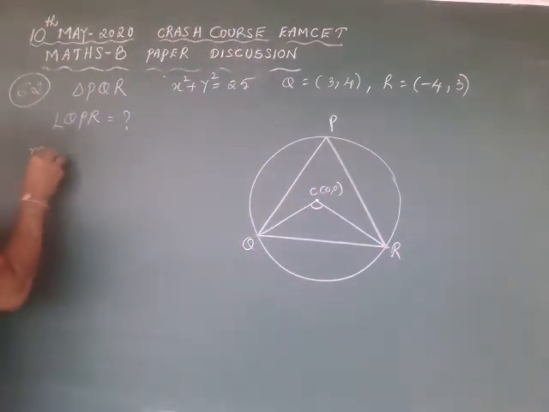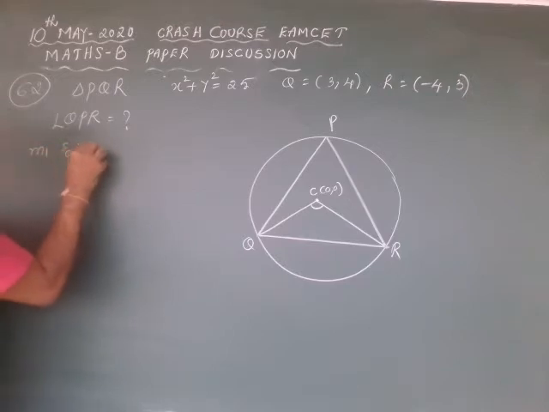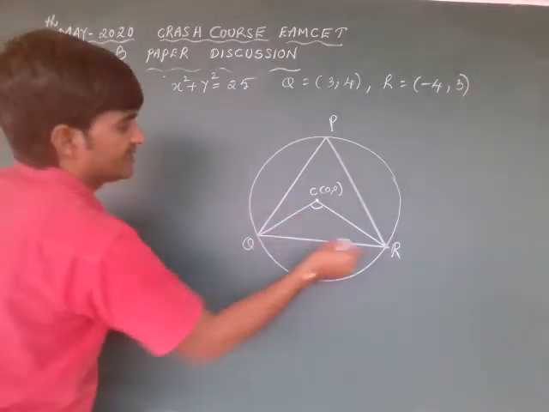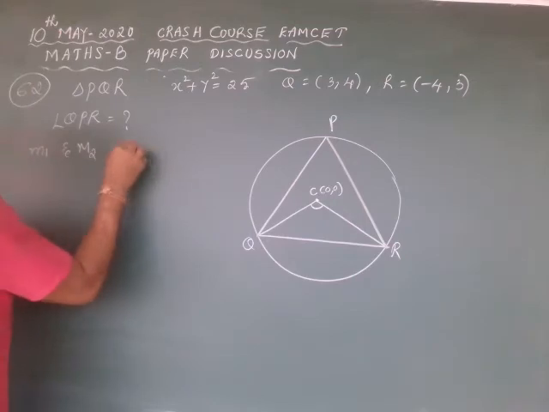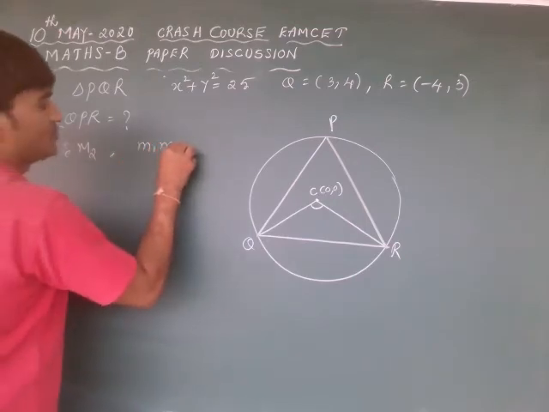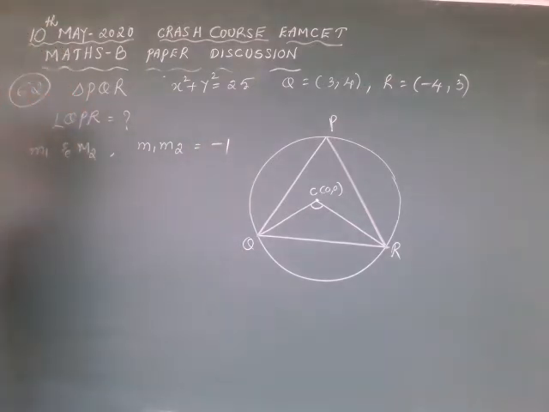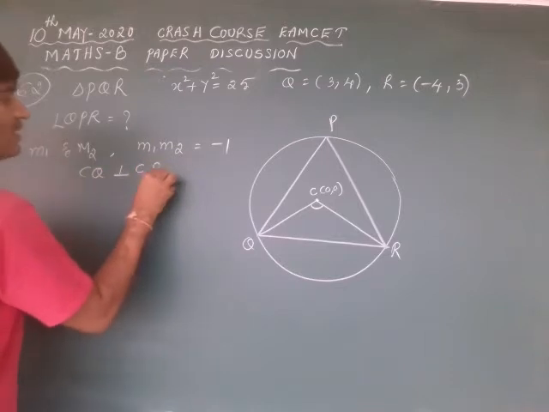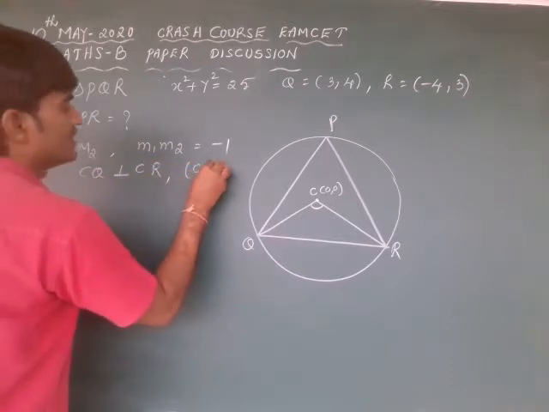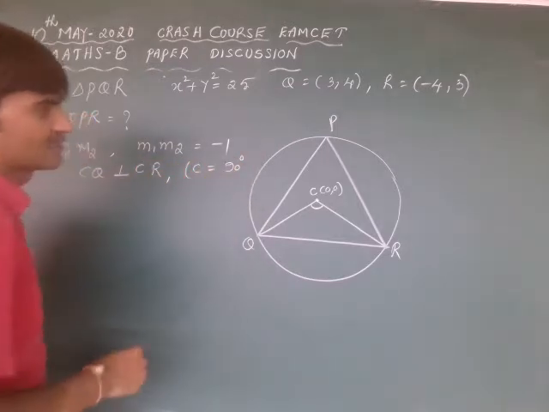Now M1 and M2 are the slopes of CQ and CR respectively. Therefore M1 into M2 is equal to minus 1, for the given points (3, 4) and (-4, 3). Therefore CQ is perpendicular to CR, hence angle C is equal to 90 degrees.